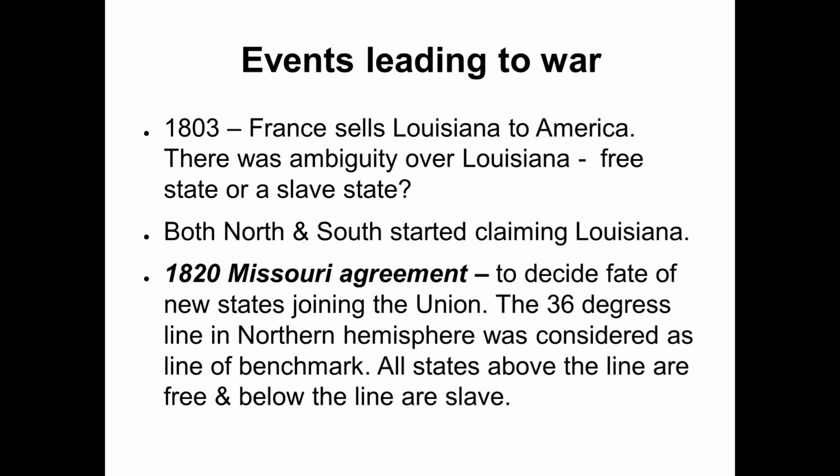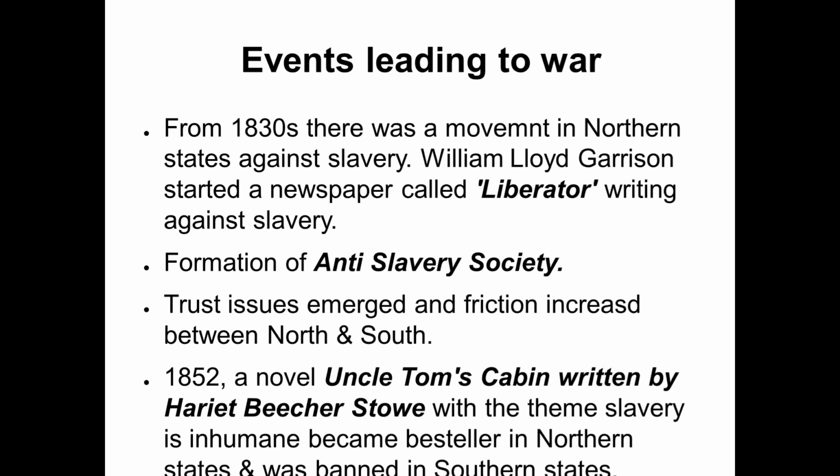So again, the movement started. William Lloyd Garrison started a newspaper called Liberator, and as the name suggests, it was against slavery. Anti-slavery societies were formed. There was a very famous novel, in 1852, Uncle Tom's Cabin, written by Harriet Beecher Stowe, and it talked about the plight of slaves, the inhumane conditions in which they were living. This novel was a bestseller in the North, and it was banned in the South.